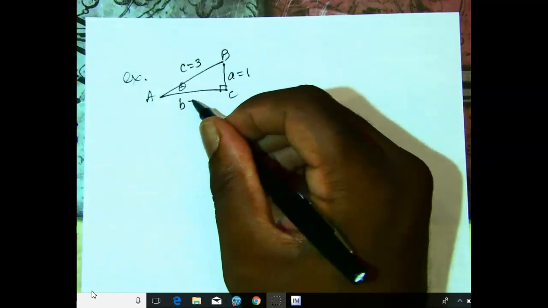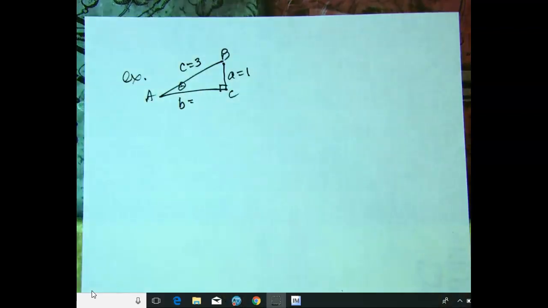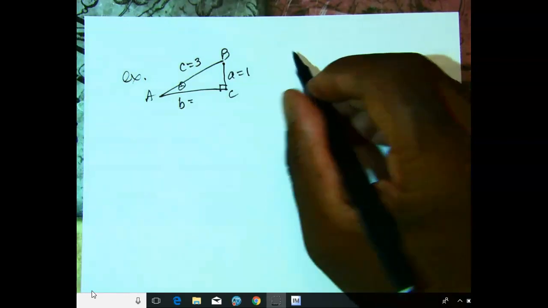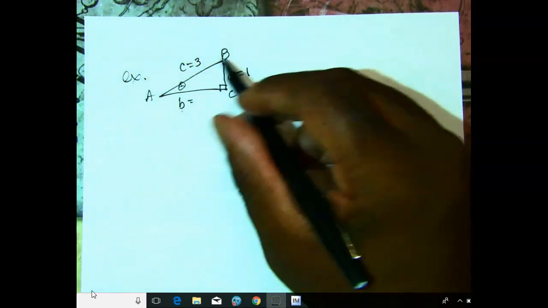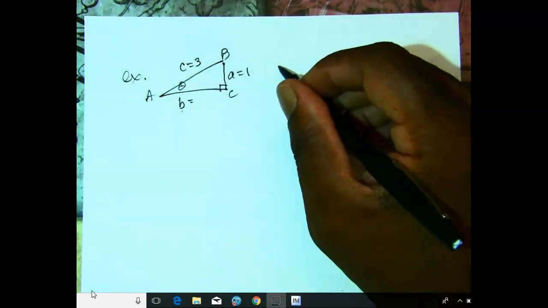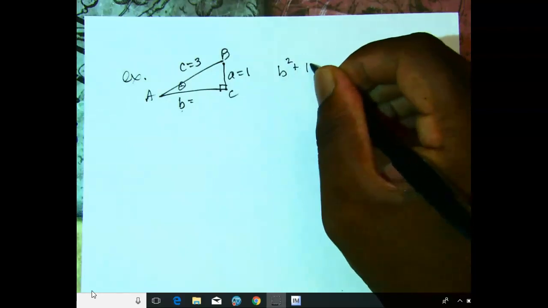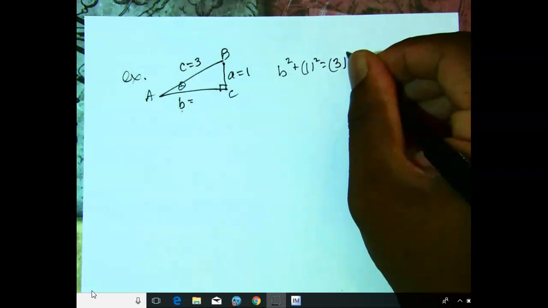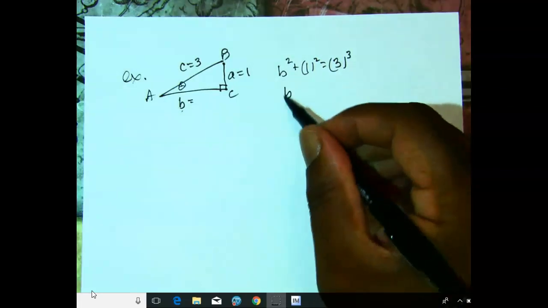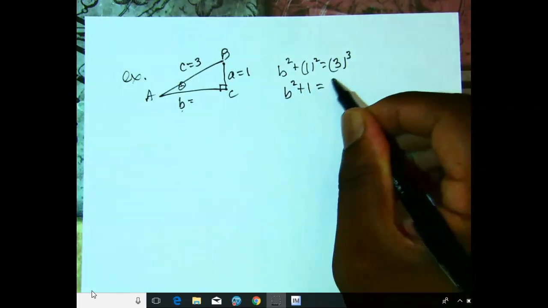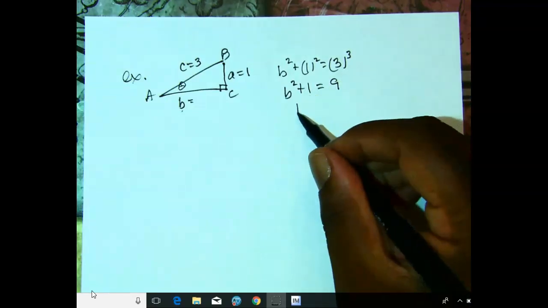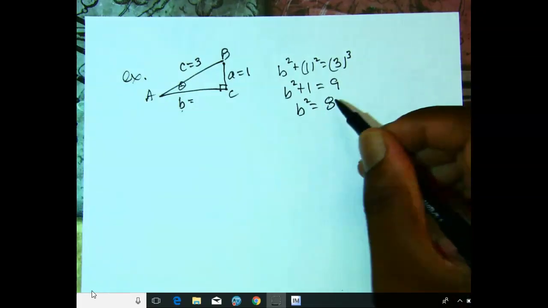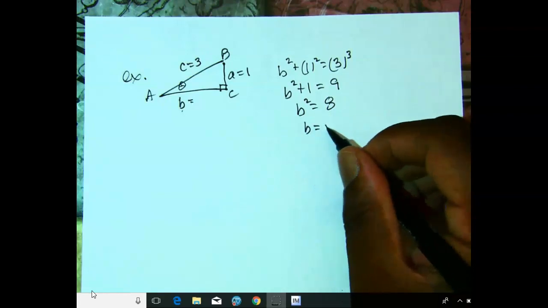So the first thing we need to do is solve for B. Leg squared plus leg squared is equal to hypotenuse squared. So here B squared plus 1 squared is equal to our hypotenuse squared, which is 3 squared. B squared plus 1 is equal to 9. B squared is equal to 8. So B is equal to the square root of 8.